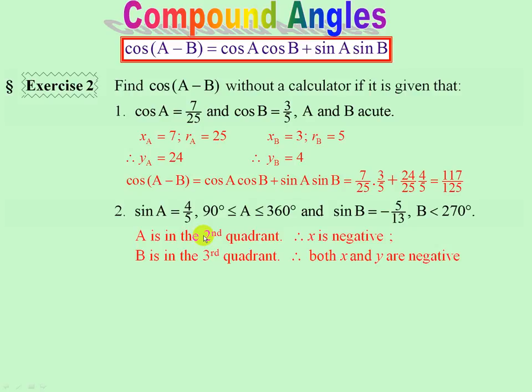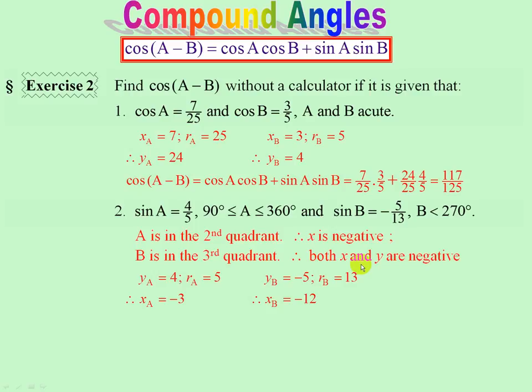A is in the second quadrant. Therefore x is negative. B is in the third quadrant. Both x and y are negative. So there we are. Y over r. So ya is 4, r is 5. 3, 4, 5 triangle, x is 3, but second quadrant x is negative. Negative 3. B is negative 5. This has to be positive r.